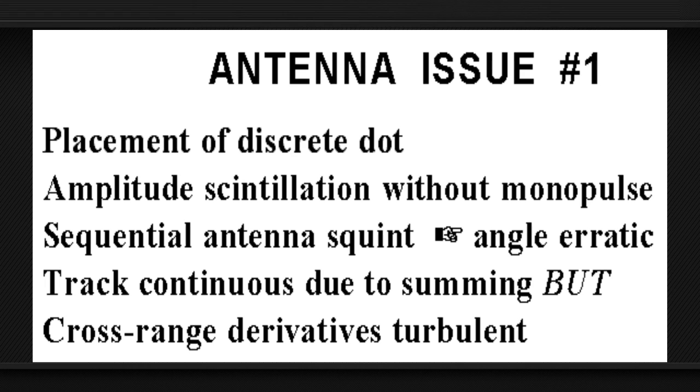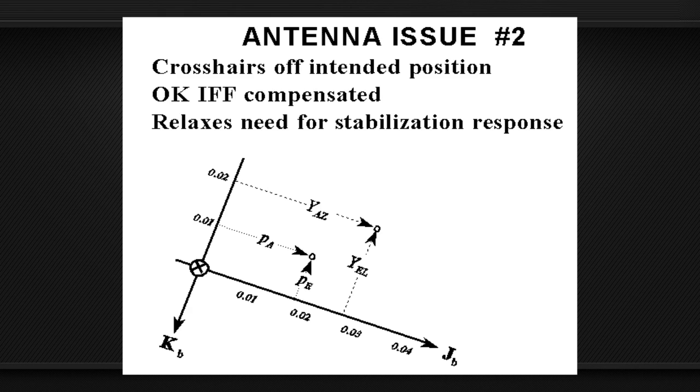Cross-range derivatives are a different story, though. Since noise has greater effect on rates, cross-range velocity estimates are more turbulent, and acceleration components suffer still more. Now for the second of those disturbing factors. Not only is the dot jerked away from the crosshairs, but the crosshairs themselves aren't positioned exactly as intended. Before covering that in detail, I'll show a way to compensate for it.